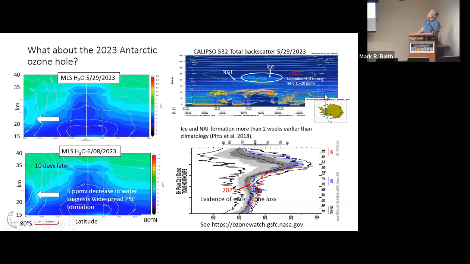This is their track here across Antarctica. You can see ice has formed here. And this is about 2 weeks earlier than normal from the climatology by Pitts in 2018. So we're seeing early ice formation.